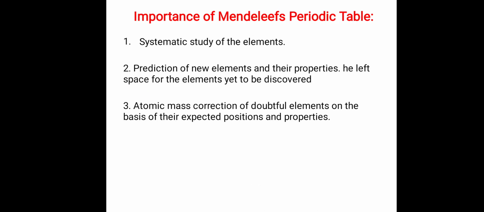Some important points of Mendeleev's periodic table. It explains the systematic study of elements, prediction of new elements and their properties. He left space for the elements yet to be discovered. Atomic mass corrections of doubtful elements were made on the basis of their expected positions and properties.